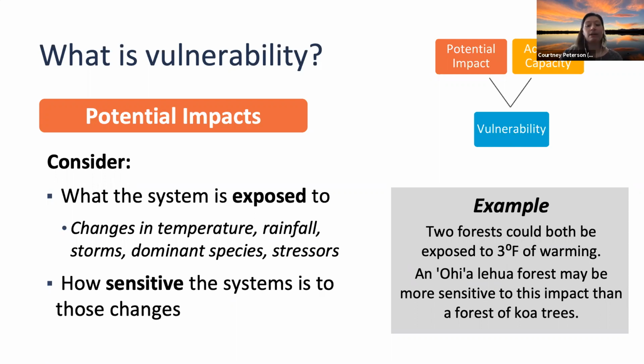Another example that might resonate with you is if an area covering maybe the same elevation is exposed fully to 3 degrees of warming, you might see one species in that area that might be more sensitive to warming. So maybe the ohia might be more sensitive to those impacts. And then maybe there's a species that isn't as sensitive or might do a better job withstanding those impacts, such as koa trees. So those are different things to think about as well.